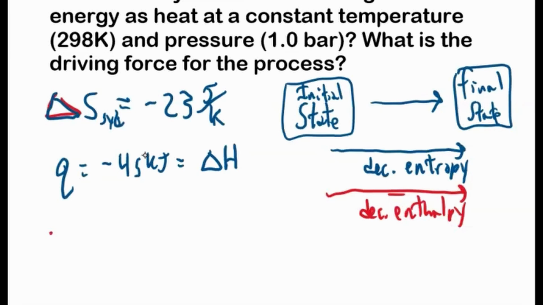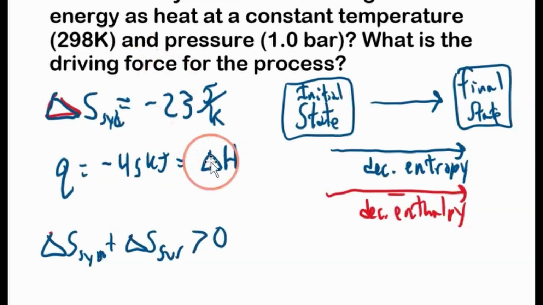We want the change in entropy of the system plus the change in entropy of the surroundings to be greater than zero. Now, if the system term is less than zero, that's not helping this process to occur if that's all we look at. So it's got to be coming from the surroundings. The driving force has to be from the surroundings.